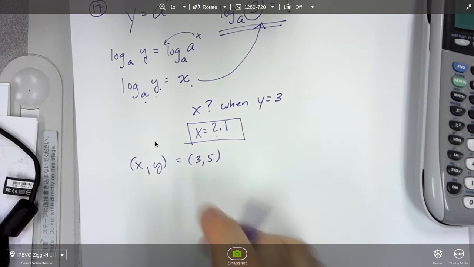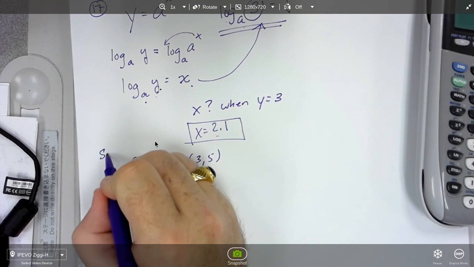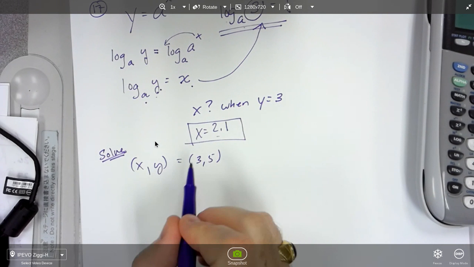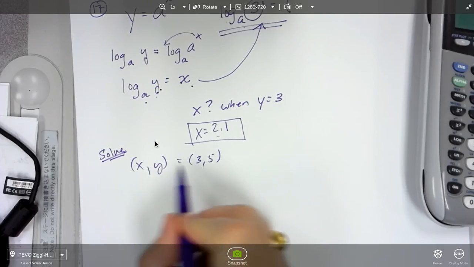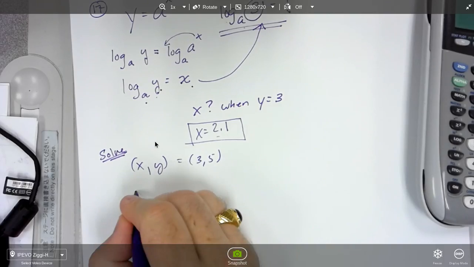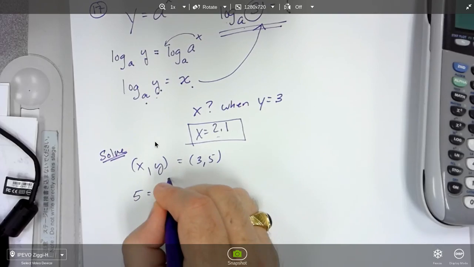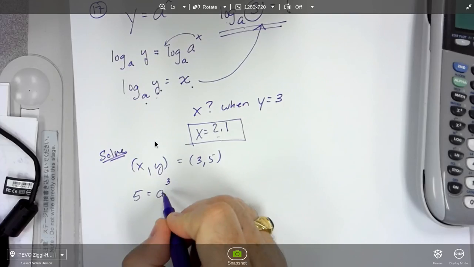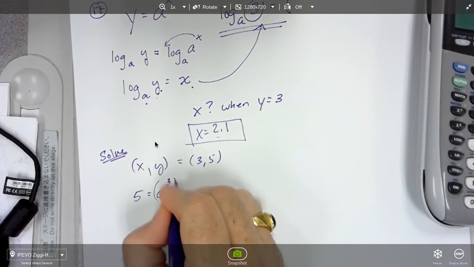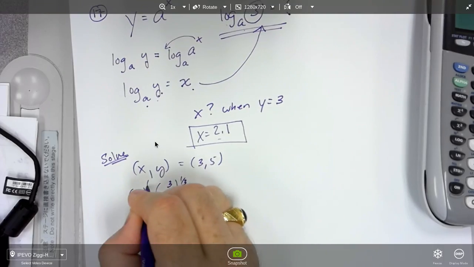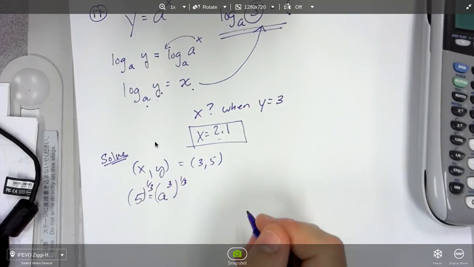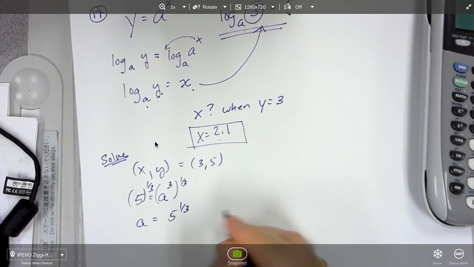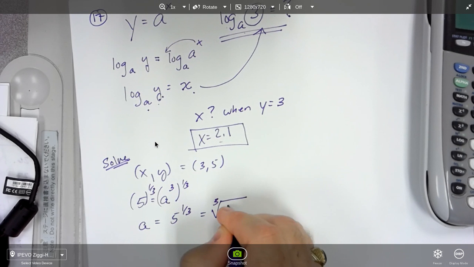All right. So if I want to actually solve for A, and I'm just really uptight and I want it perfectly right on my test, okay, then I'm going to say X is equal to 3. So Y is equal to 5. So I'm going to say 5 equals A to the third power. And then to solve for A, I'm going to take the 1/3 power, which is the cube root of both sides, and I'm going to get A equal to 5 to the 1/3 power, which is the cube root of 5. Okay.